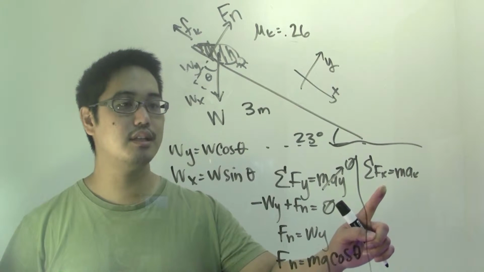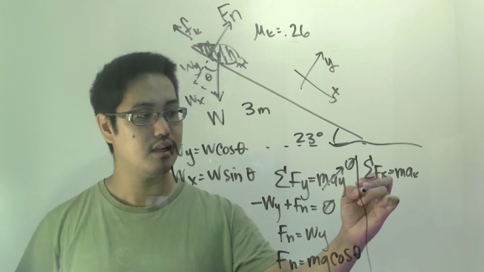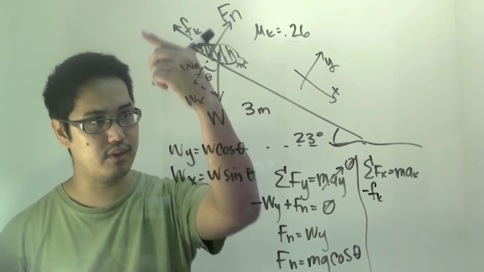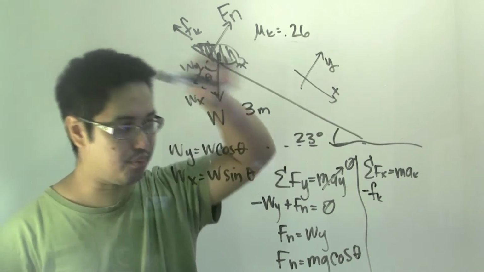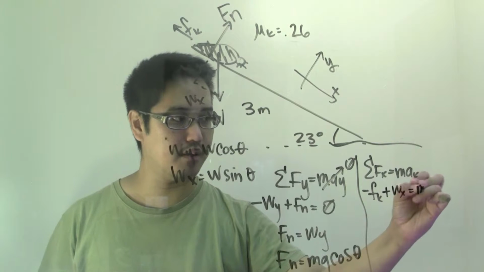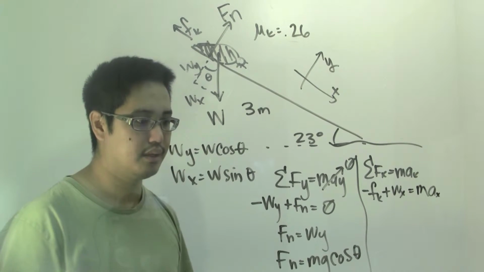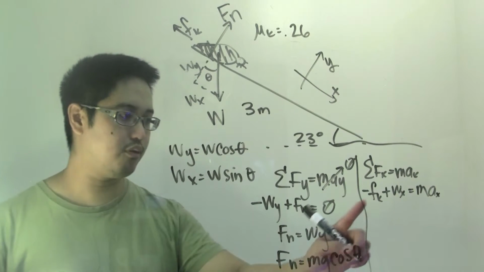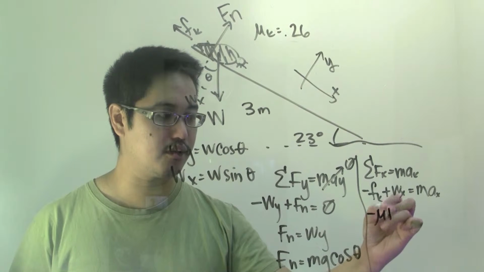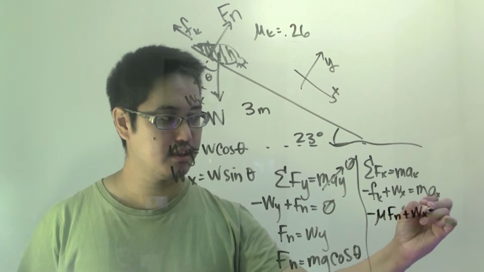Out of all the forces you see in the x direction, I see this W_x and I see the F_k, and those are the only ones I see. So I've got negative F_k, because he's pushing up in the opposite direction of the x direction. And this W_x is pulling him down, so it's plus W_x, equal to m a_x. Now, force of kinetic friction is also known as mu times the force normal.